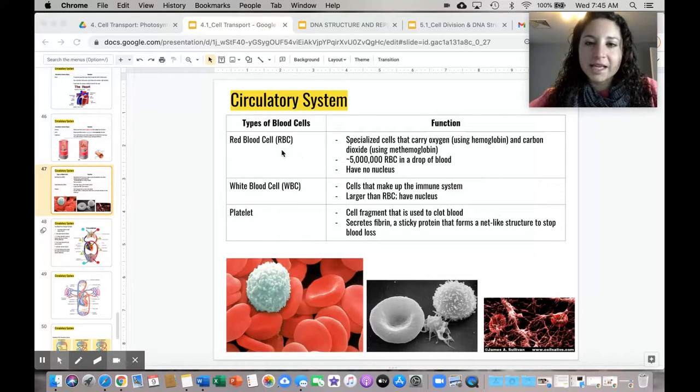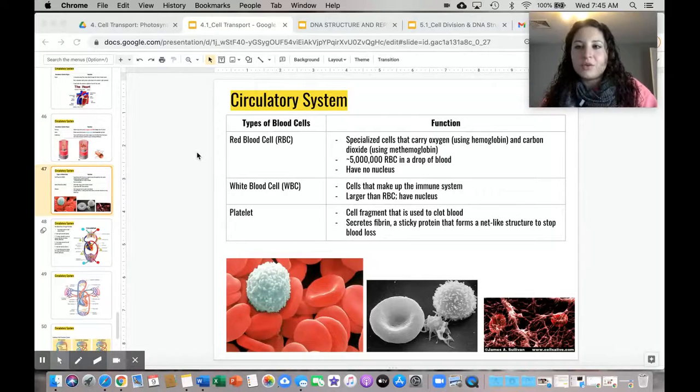So for red blood cells, these are specialized cells that basically are responsible for transporting oxygen and carbon dioxide. So these are the little taxis or the little Ubers that take the oxygen to your body cells, and then they take the carbon dioxide away from your body cells back to the lungs.